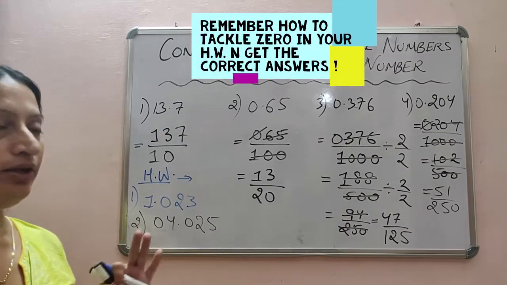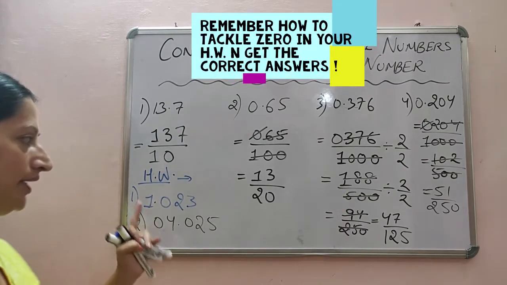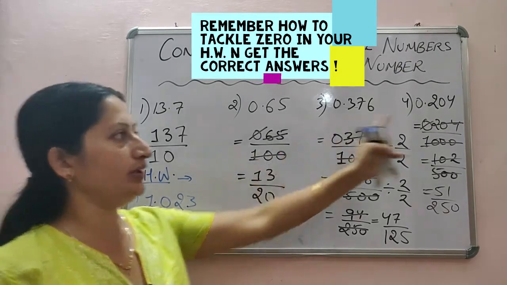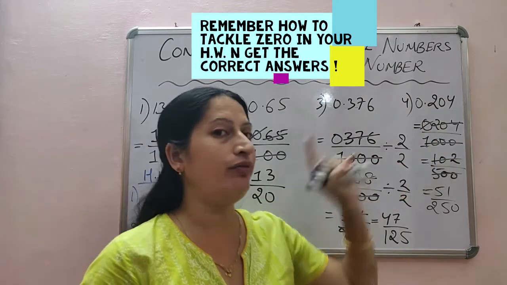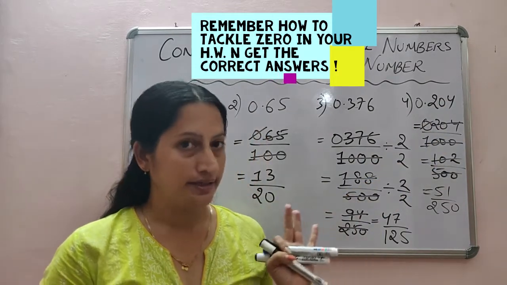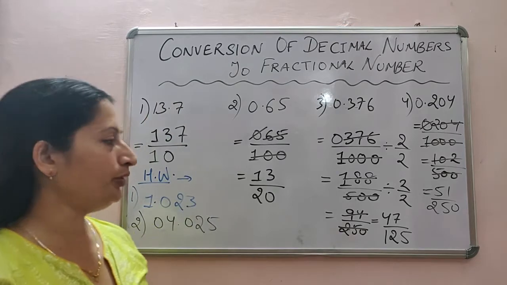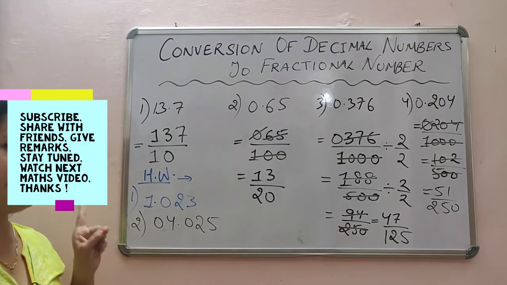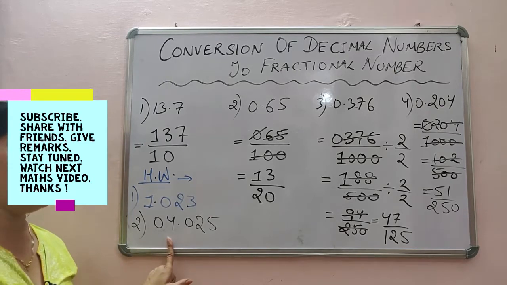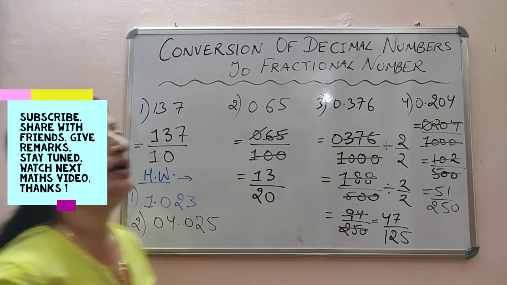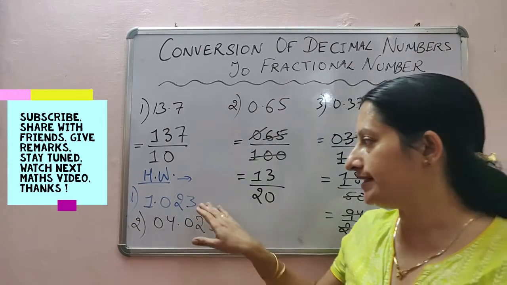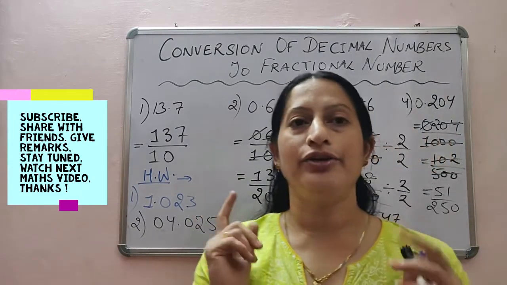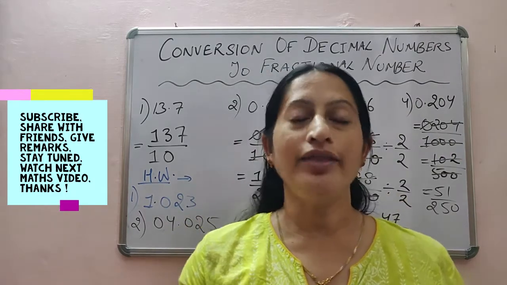Okay, only the basic concept you have to remember: zeros in the beginning don't have value, but zeros which are there in the middle have got value. You cannot remove them just like that. So I hope you have understood and you will do this homework easily. So please write the answers after doing this, that is conversion of these decimal numbers into simplest fractions. Please don't forget, and you have to write the answers in the remarks.